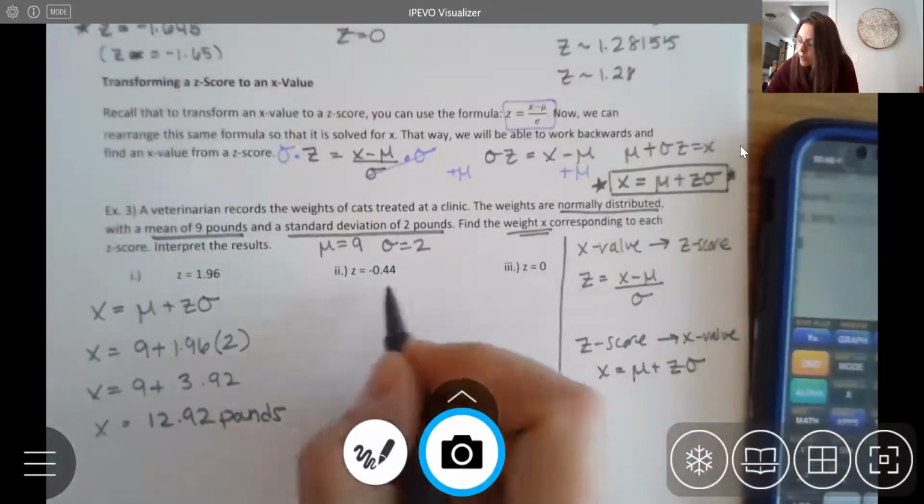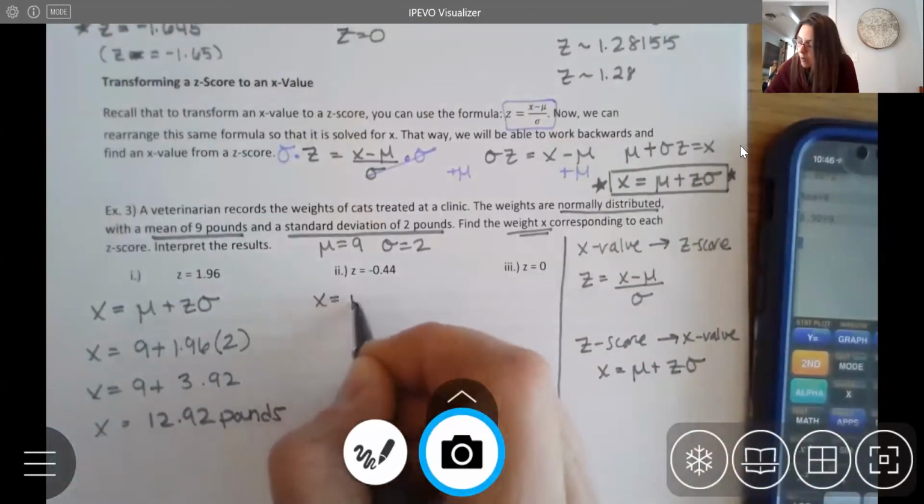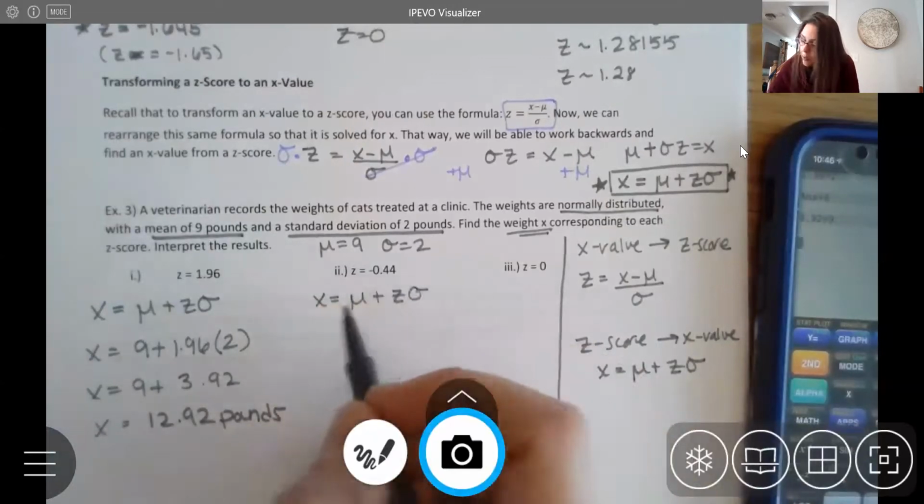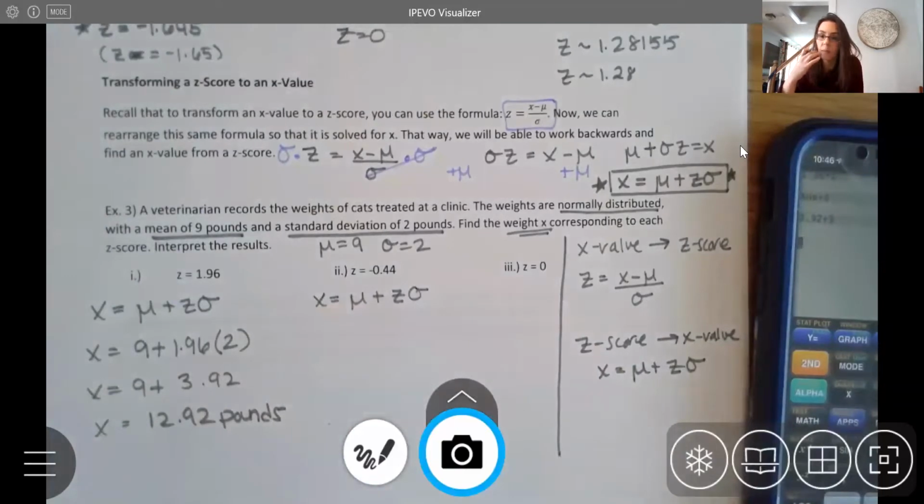Now for the next one, we're going to do the same thing. So again, I'm going to go from the z-score to the x value. So maybe I just want to change between the two forms.